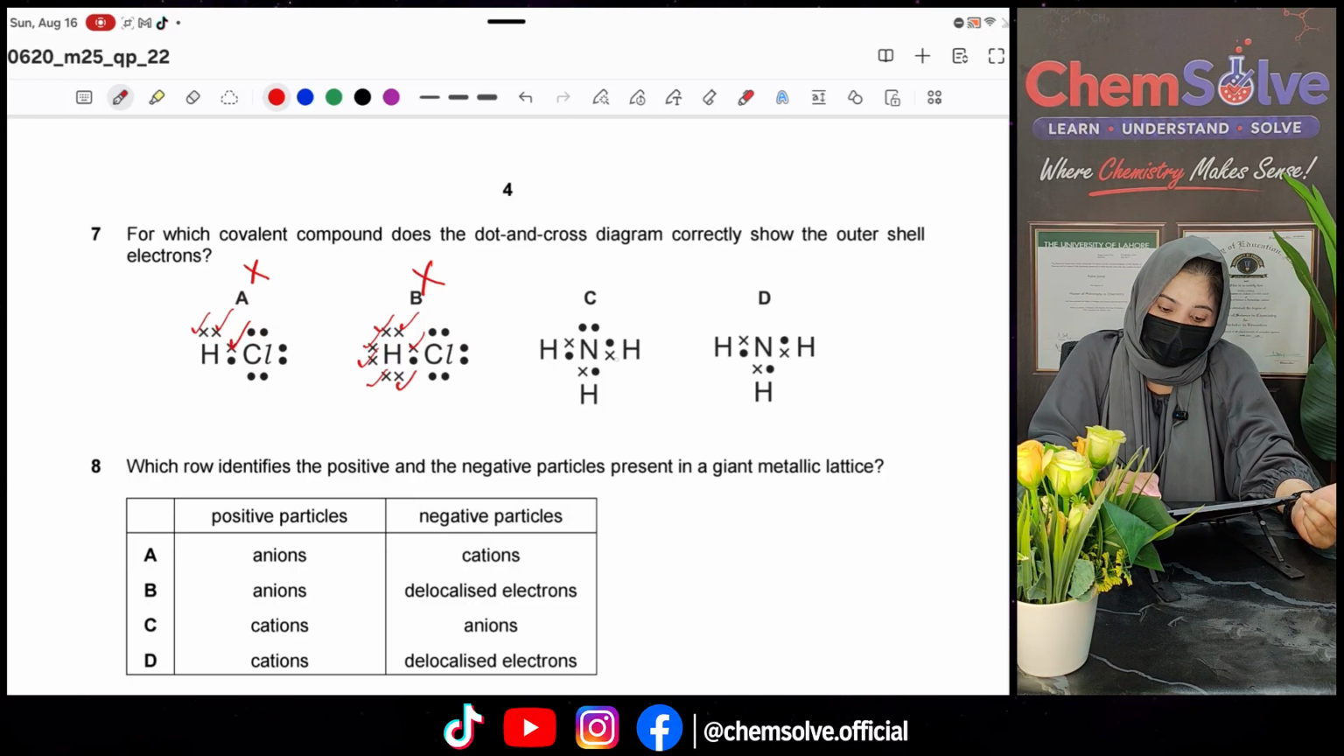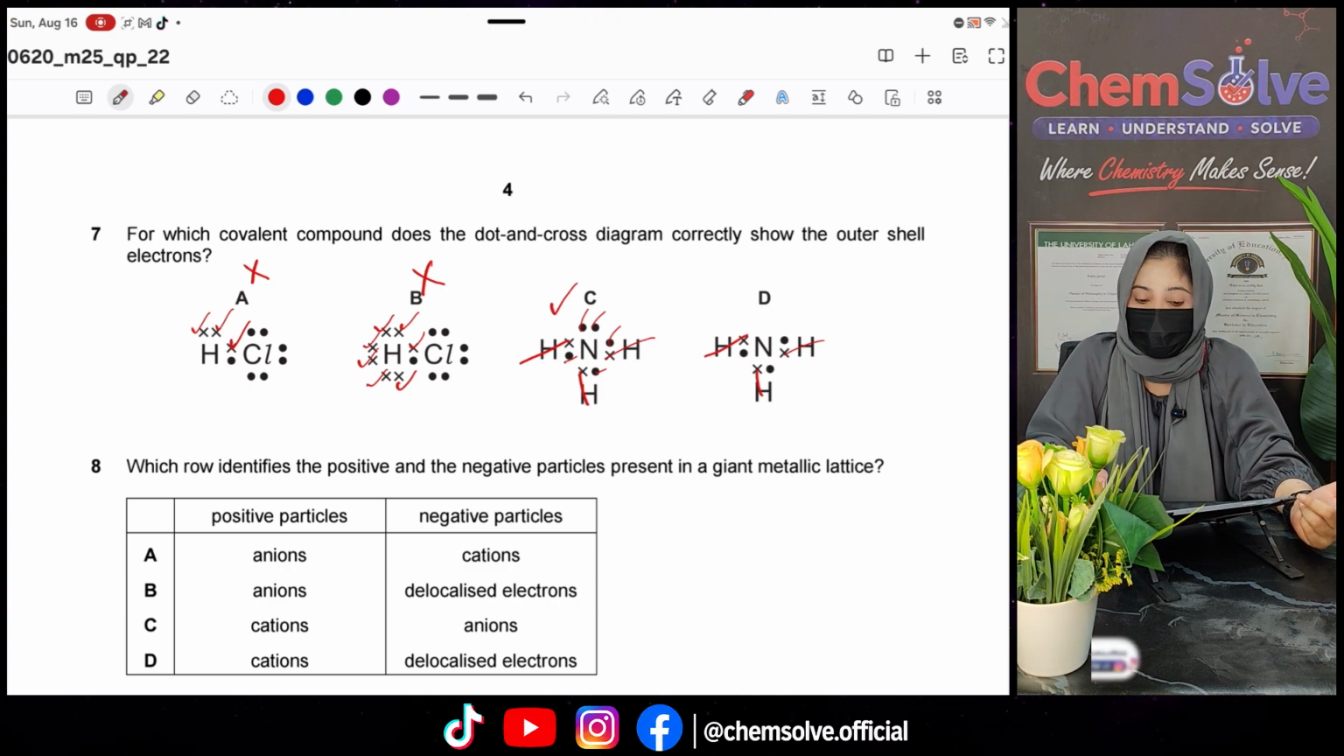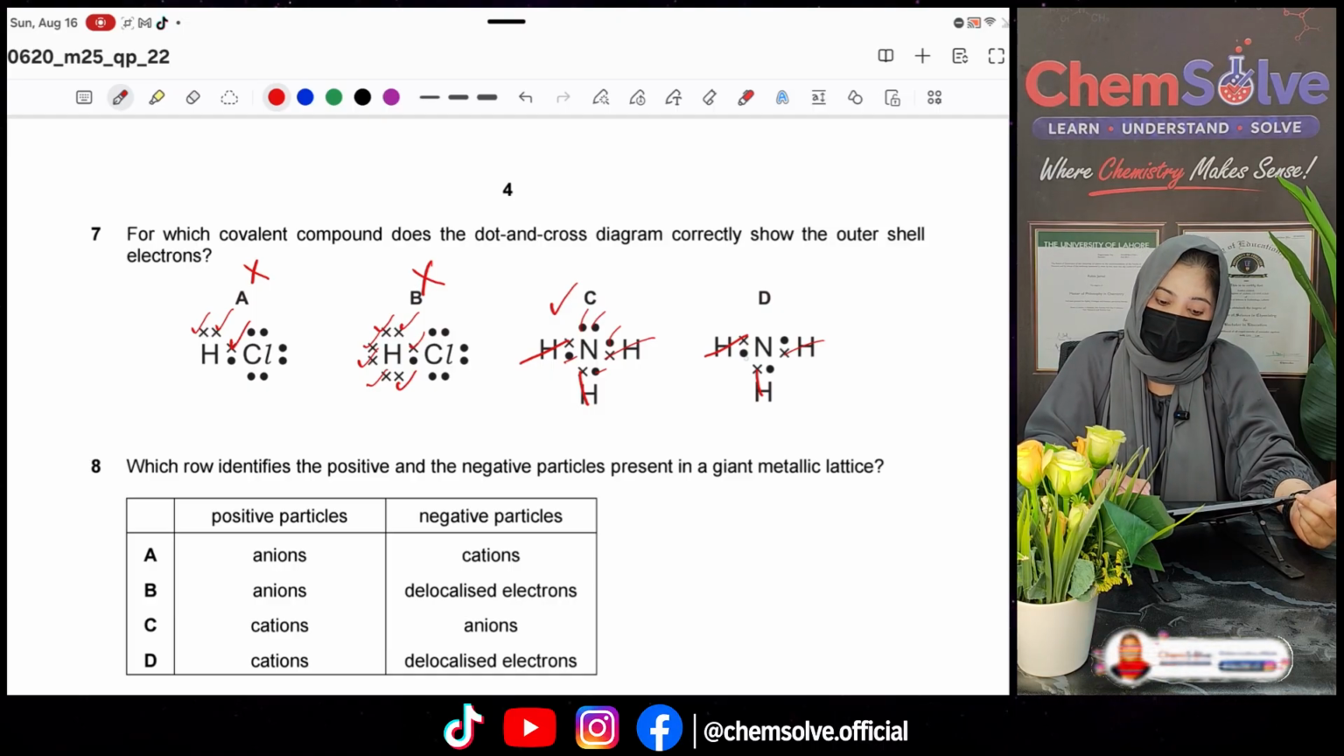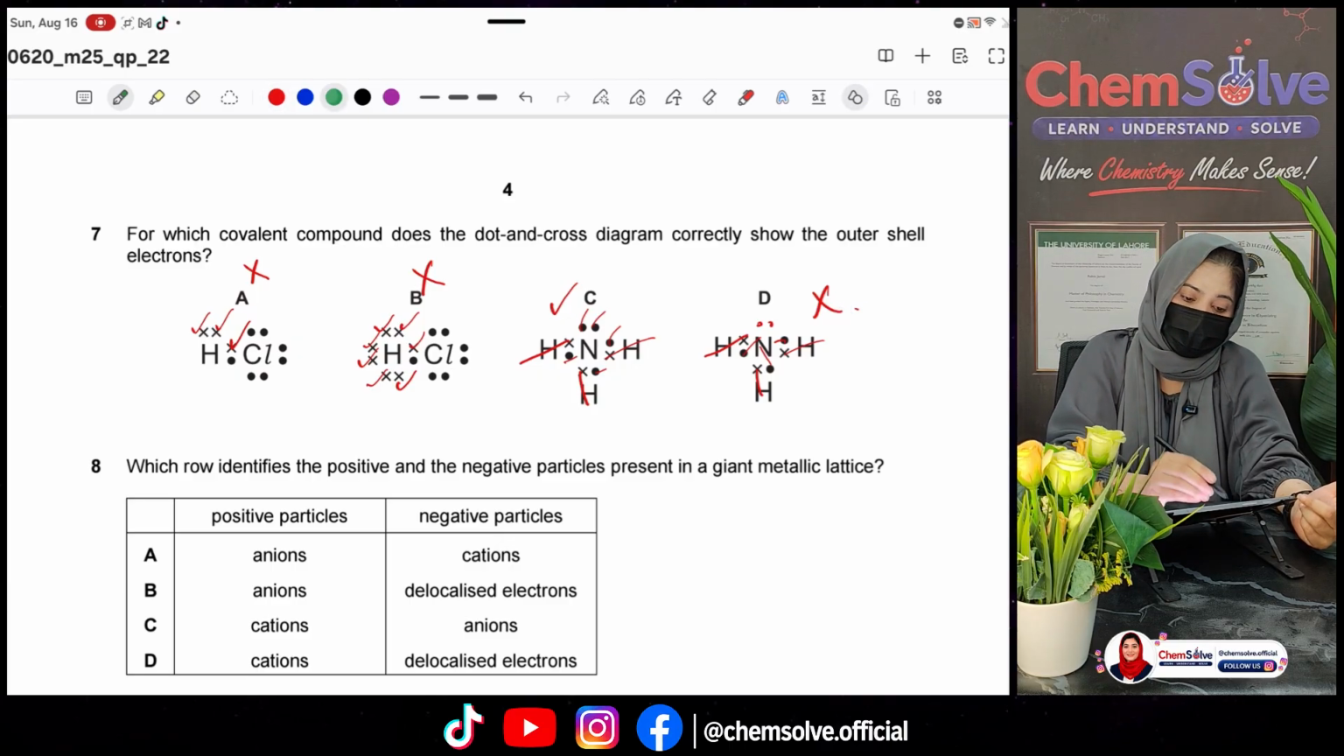C. Each hydrogen has 1 electron. Okay, this is correct. And nitrogen has 5 electrons. So 1, 2, 3, 4, 5. I think this one is the correct one. But look at option D as well. Hydrogen has 1 electron each. So this nitrogen should have 5 electrons in the last shell, but it shows only 1, 2 and 3. 2 electrons are missing. That's why it is also incorrect. C is the correct option.